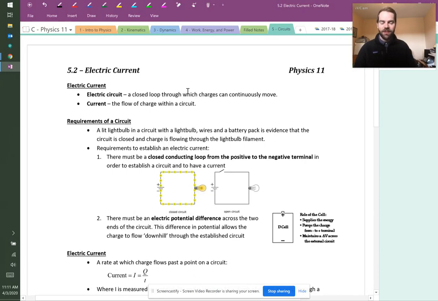In today's video, we're going to be looking at electric current as well as power and how that applies to electric circuits. So let's get started. The first thing we need to define is what is an electric circuit.